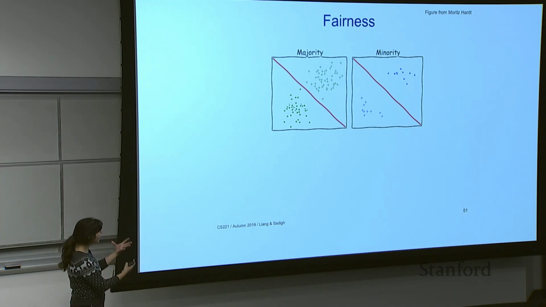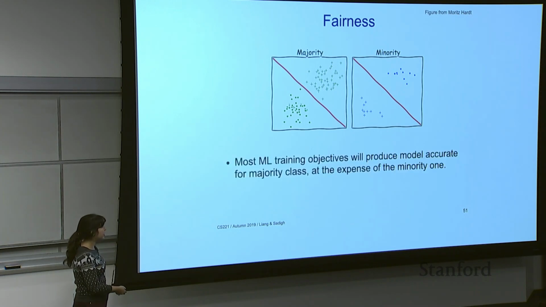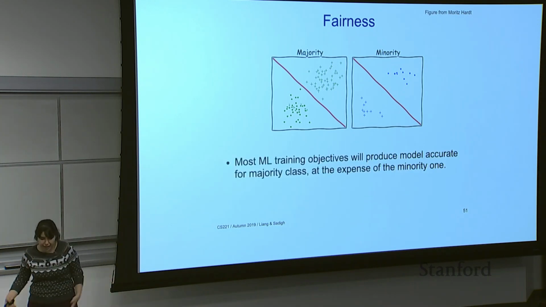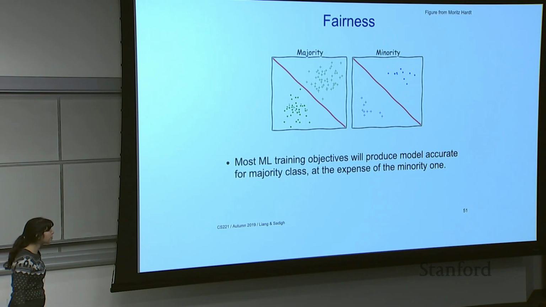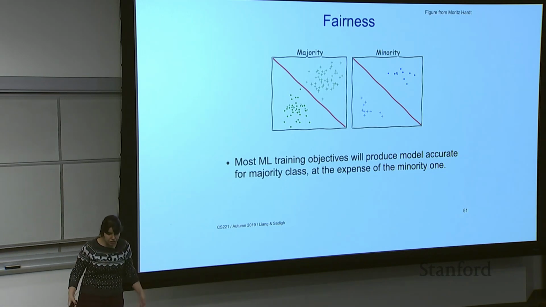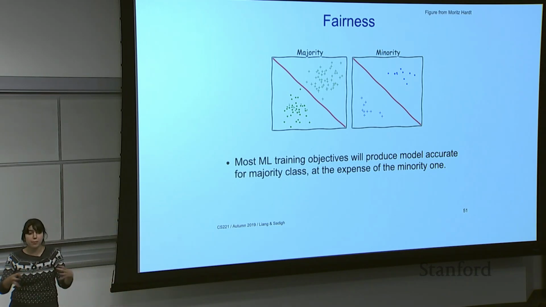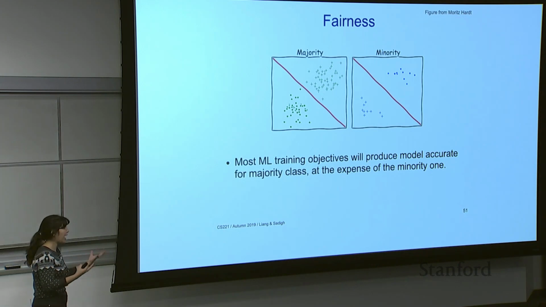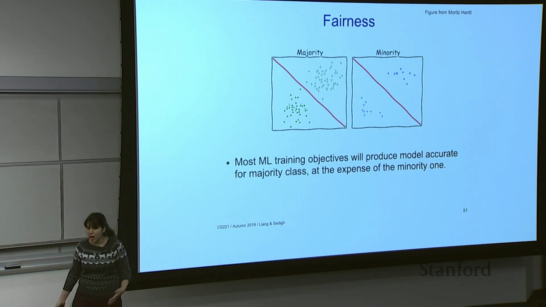So if you put all this data together, then you're probably going to get a classifier that looks like the first one, and it's just not going to work on the minority data set. And that's a big problem, especially when it comes to applications like healthcare. You might have different populations, and a drug might act very differently on different populations. And the question is, how should we address these fairness questions?